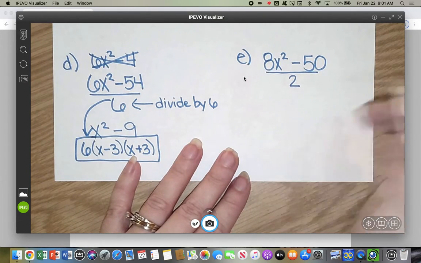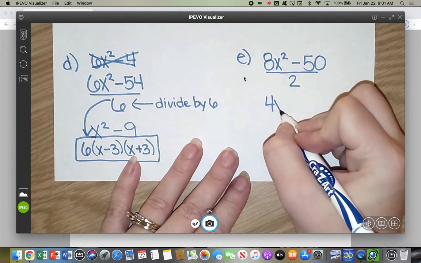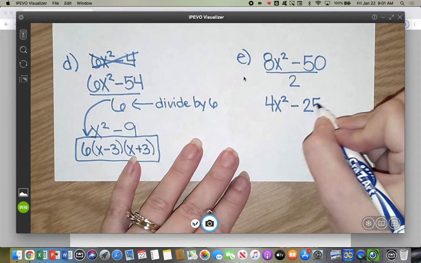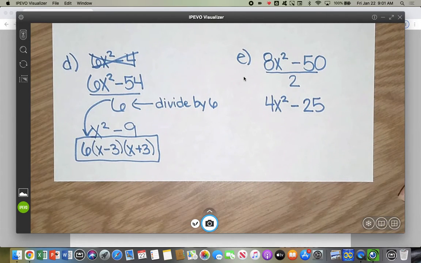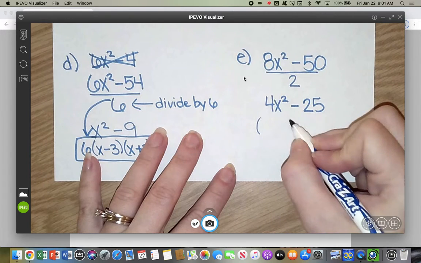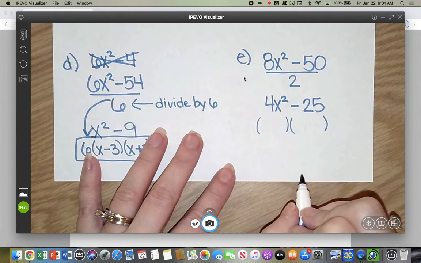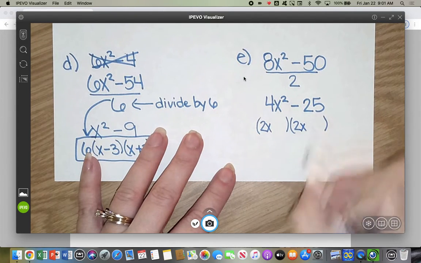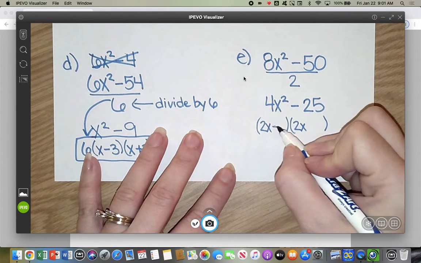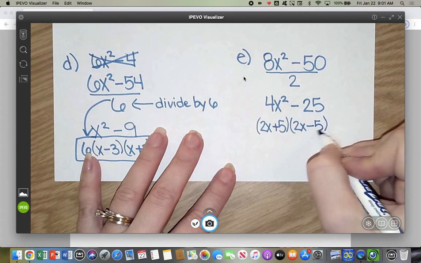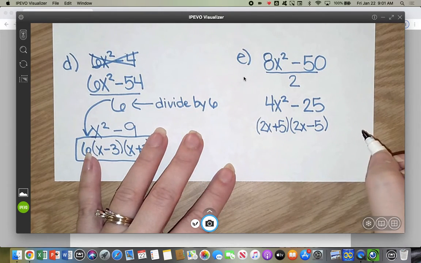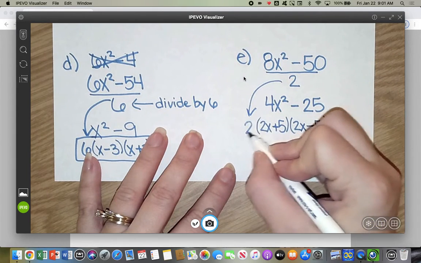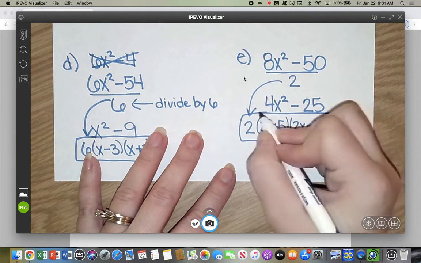What's 8 divided by 2? So 4x squared. What's 50 divided by 2? 25. Do we like those numbers? Yes. How do we get 4x squared? 2x and 2x. How do we get negative 25? Plus 5 and minus 5. And then what do we need to do at the end? We got to put that 2 back in front of it. And there we go.